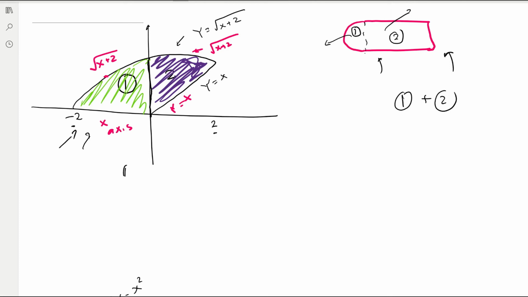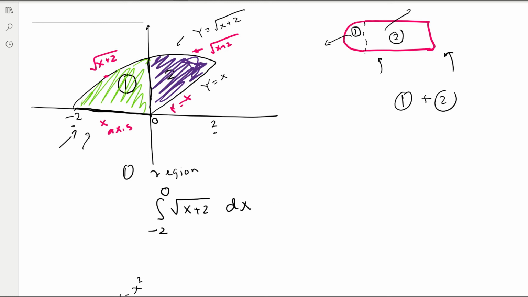So the first region's area will be given by, so this is 0, you are integrating from -2 to 0. Between which curves? Between square root x plus 2 and the x-axis, right? So it's basically asking you to find the area under square root x plus 2. So this is it. That's the integral. That integral will give you the area of region 1.